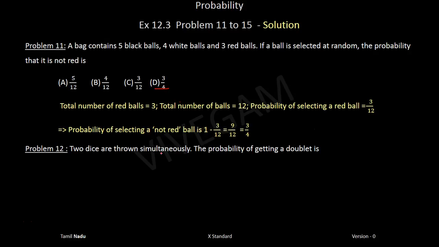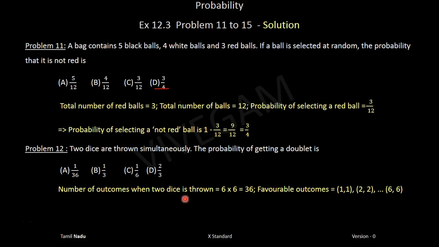2 dice are thrown simultaneously. The probability of getting a doublet is, they have given us various options, right? So, what is the doublet? Doublet means getting the same number, 1, 1, 2, 2, 3, 3. The first dice and the second dice giving you the same number.